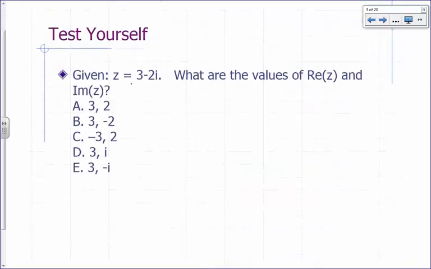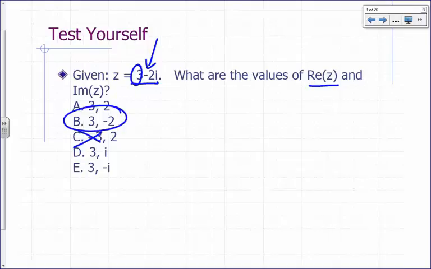So, suppose z is 3 minus 2i. What's the real part of z and what's the imaginary part of z? What's the answer to this one? The real part of z is 3, right? So it can't be this. And the imaginary part of z is -2, the number that goes with i. So 3 and -2.